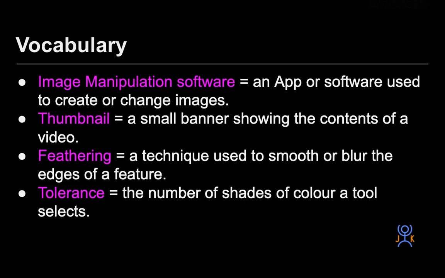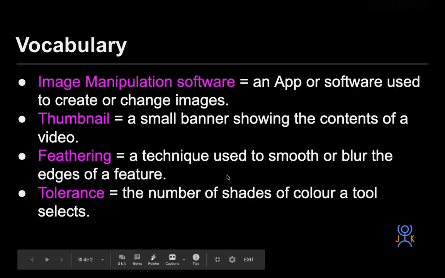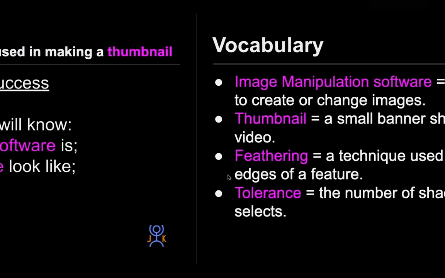and the banner size that we're creating is actually 720 HD, which is quite large, but YouTube tend to shrink them down for use as a thumbnail. Feathering is a technique used to smooth or blur the edges of a feature. Tolerance is the number of shades of colour a tool selects. So I'm going to explain all these things a little bit further on, but those are the basics.